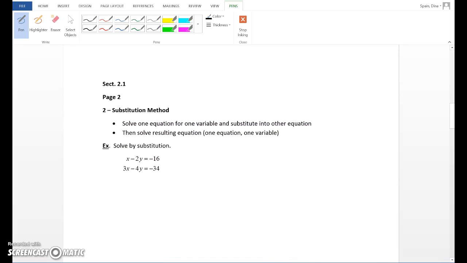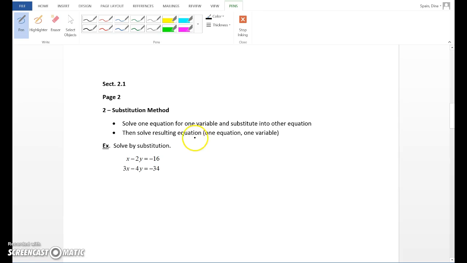Method 2 is called the substitution method. And these two bullets under here are sort of what we're going to do with the substitution method. You take one of the equations and solve for one of the variables. So you can either solve the first equation for x or the second equation for x, or you can solve the first equation for y or the second equation for y. It doesn't matter which equation, doesn't matter which variable. And once you do that, you substitute into the other equation.